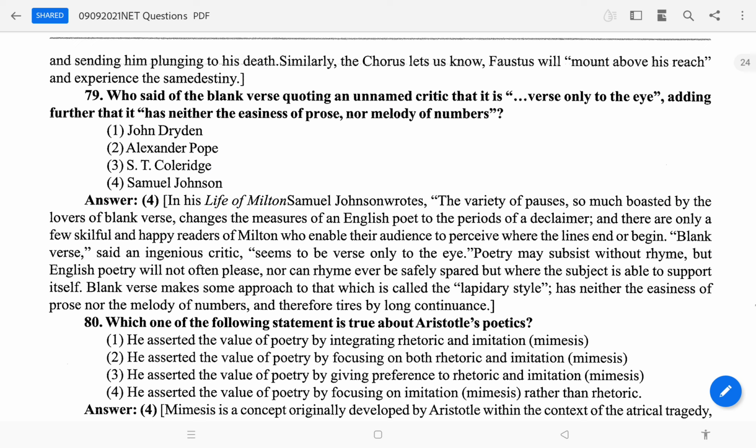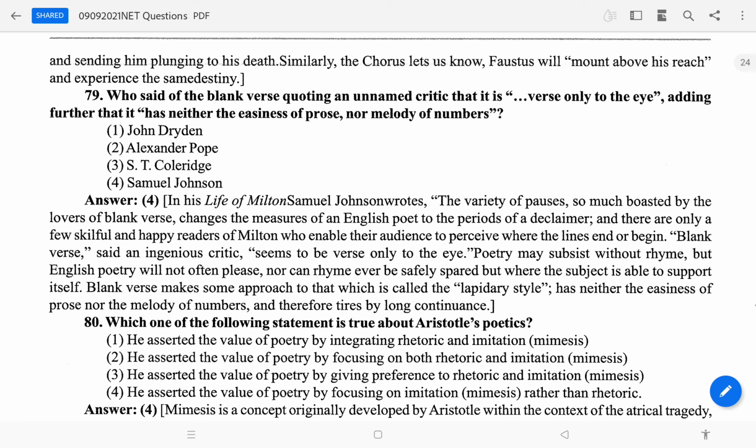Who said of blank verse, quoting an unnamed critic, that it is verse only to the eye, adding further that it has neither the easiness of prose nor the melody of numbers? And the answer will be 4.